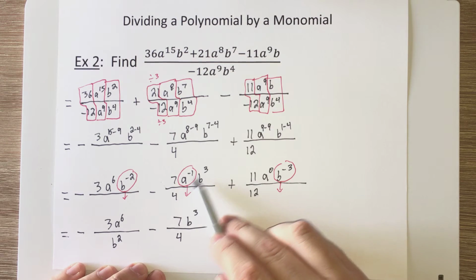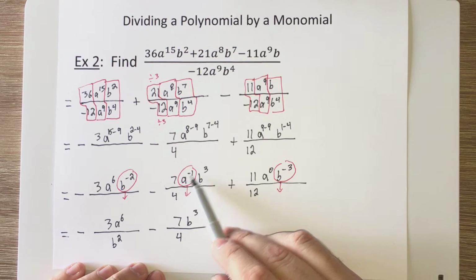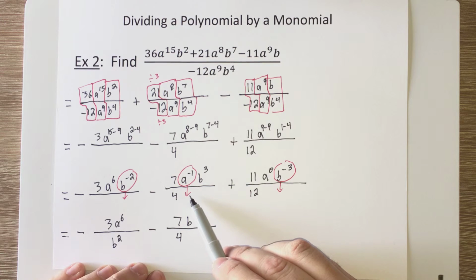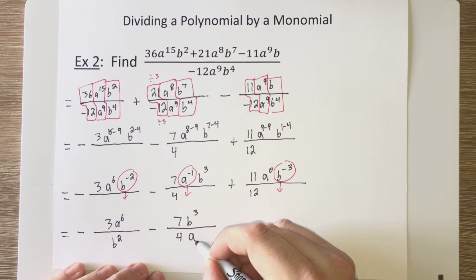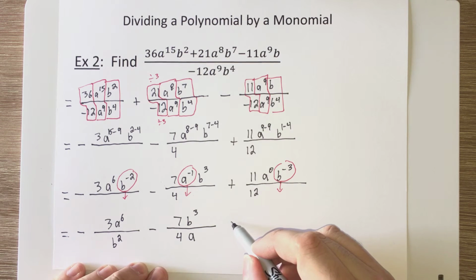This term moves to the bottom because it has a negative power. So that's a to the negative 1. When you move it to the bottom, it's going to be a to the positive 1. Now, because it has a positive 1 power, you don't need to write a positive 1 power, so I'm just going to write a. That's a to the 1 right there, I'm just not putting the power 1.